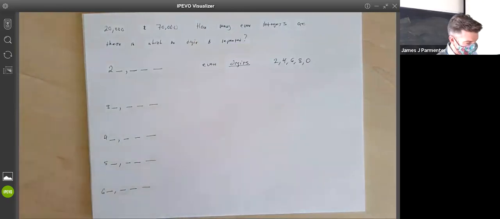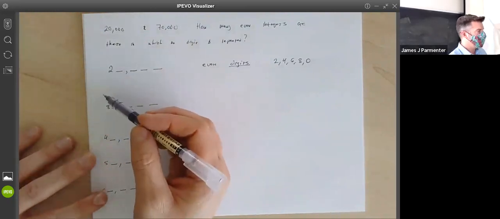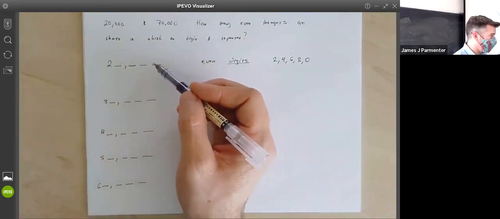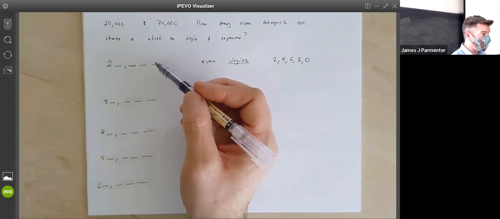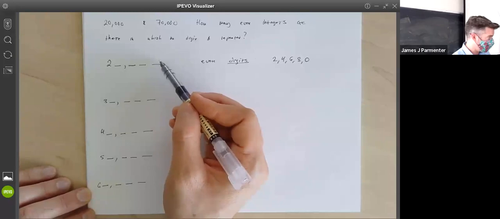So we want to not repeat any integers, any digits. So how many choices are there for this? Well, really, we should go with the last spot here. Because to be an even number, the last spot has to be even. Let me say that again. To be an even number, the last spot has to be even. So how many choices do I have to go in this last spot here?